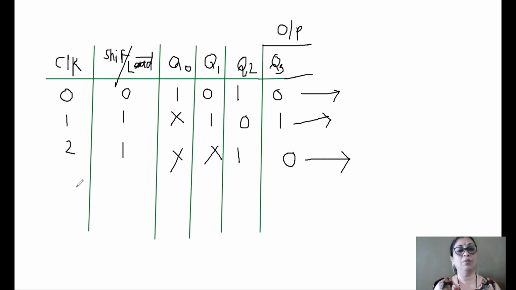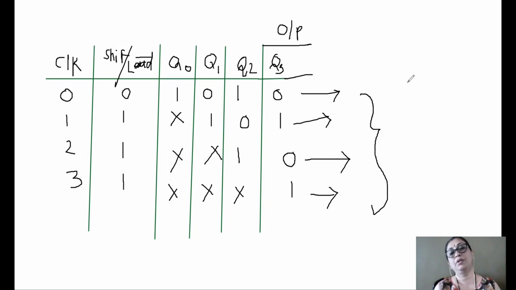During the third clock pulse. So here we are going to apply the fourth clock pulse. So again here shift/load bar must be equal to 1. So here you need not care about Q0, Q1 and Q2, and what is present at Q3 is 1, and now this is outputted. So you require in all 4 clock pulses to output the data.